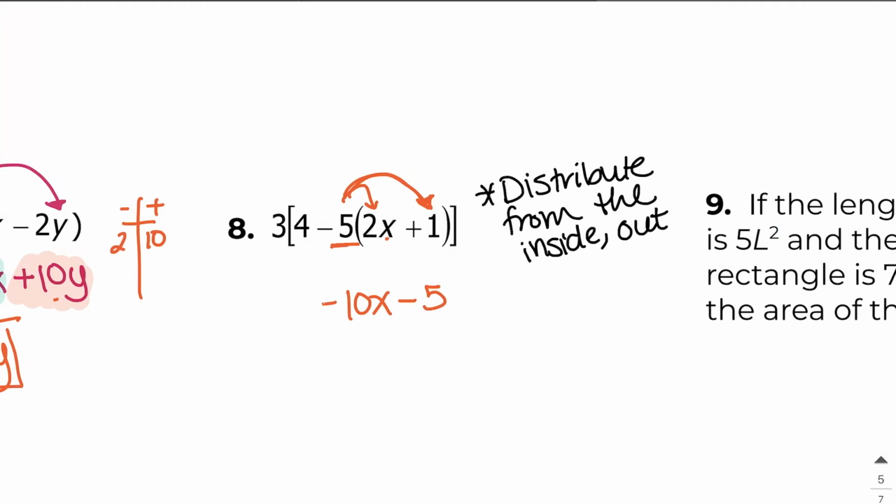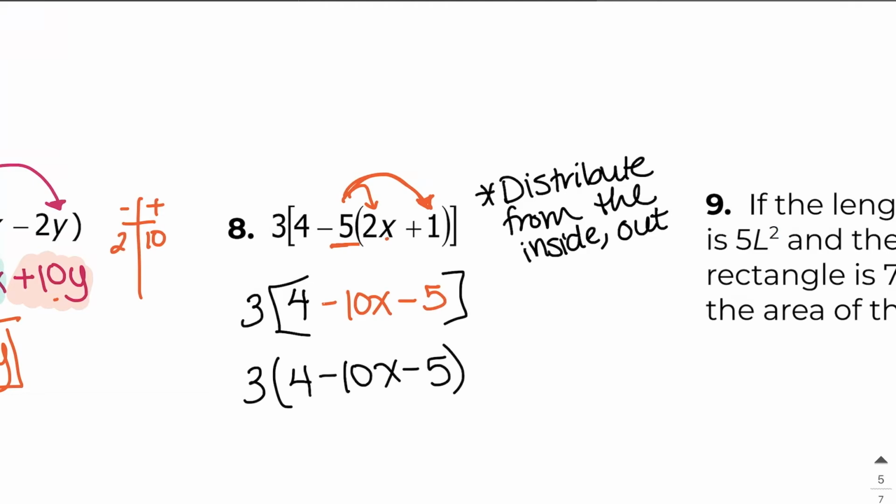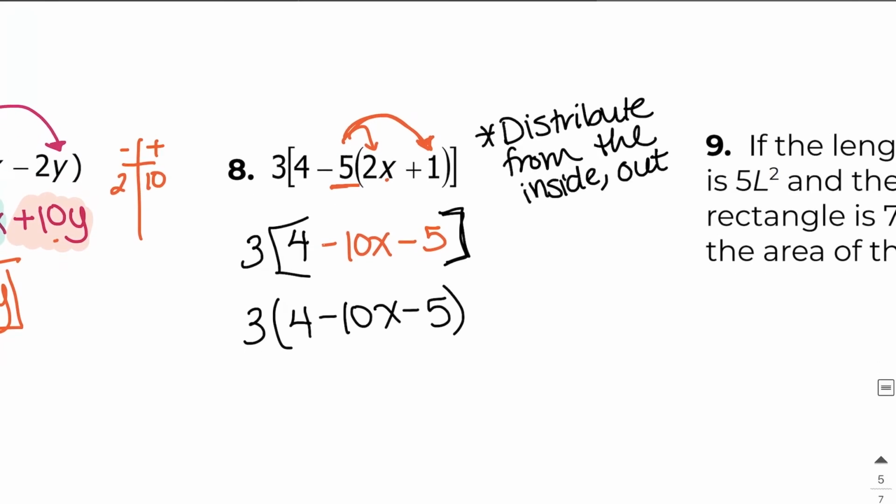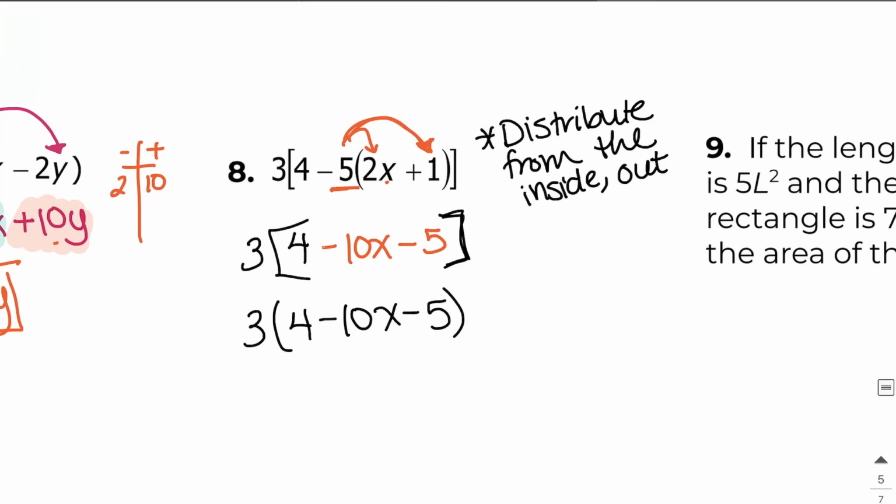Then I'm going to copy everything else down exactly how I see it. So I'm going to copy down the 4, the brackets, and the 3 here. Now, this set of square brackets is the same thing as these round brackets. We just have these square brackets to differentiate the fact that we have two sets of brackets here. But if you don't like the square brackets and you want to use round ones, go for it.